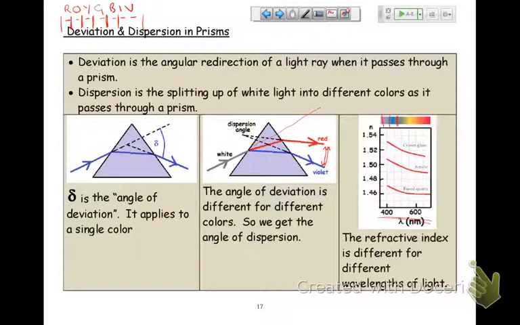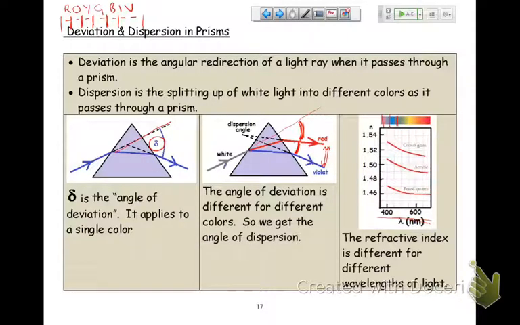So the angle of deviation is the angle between these two rays. And the angle of dispersion is the angle between two rays. And the angle of deviation is the angle between where it would have gone if there was no prism and where it did go. So this is the angle of deviation. It's between the straight through direction and where it actually went.